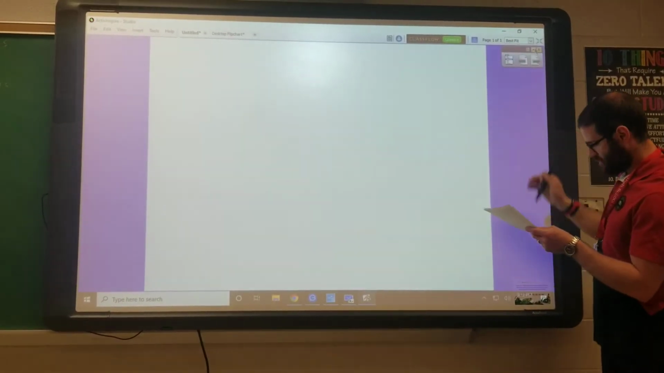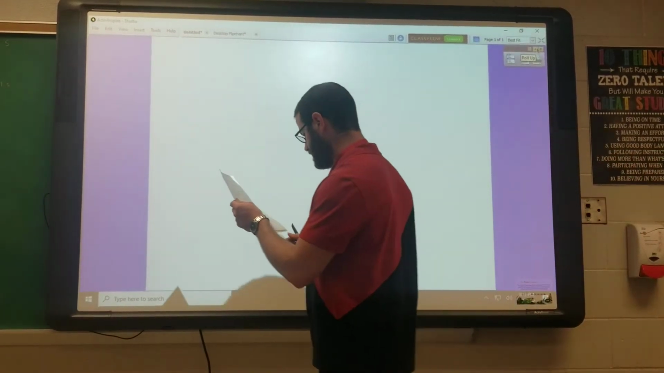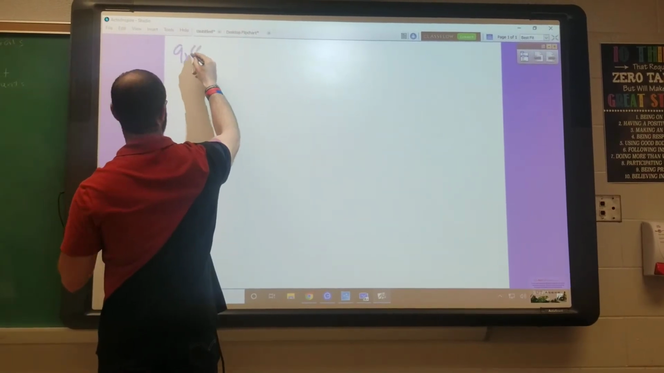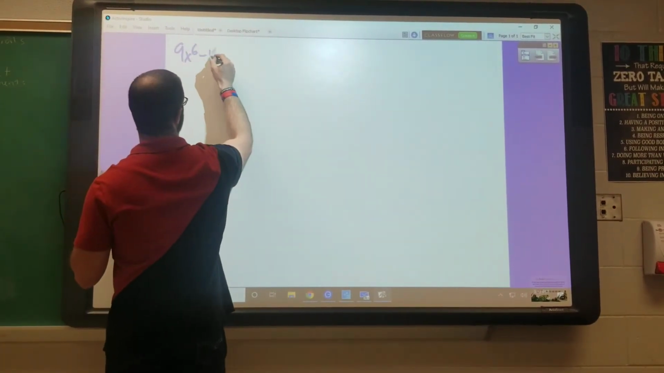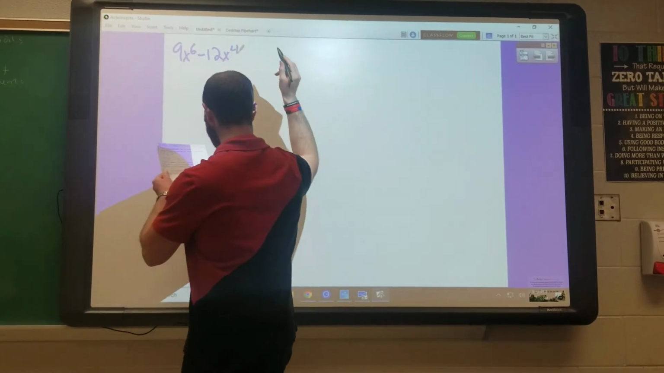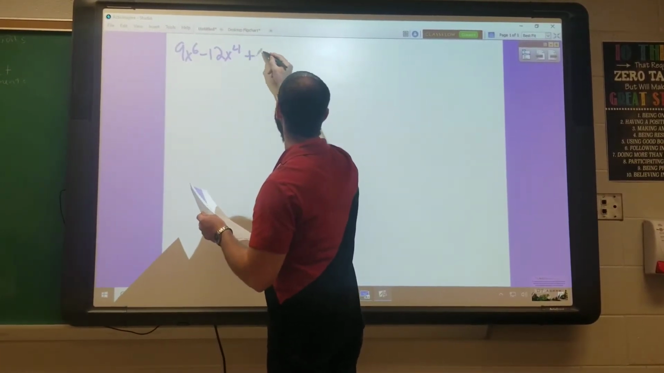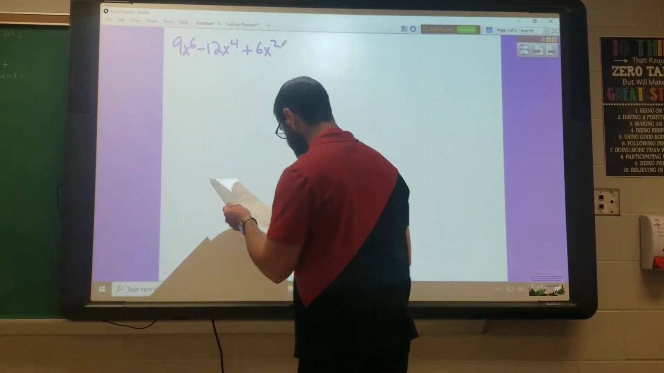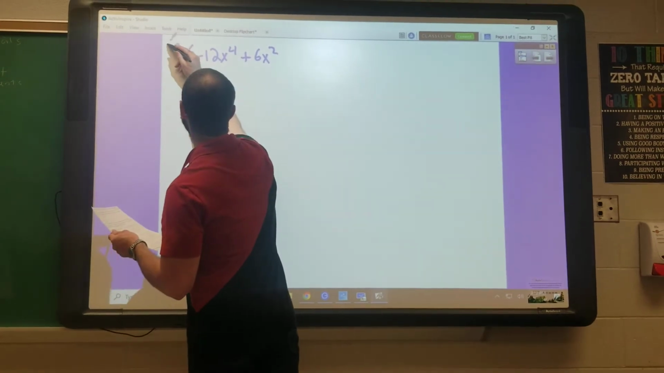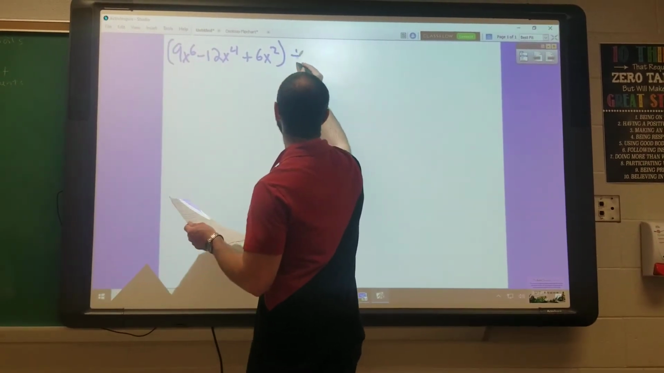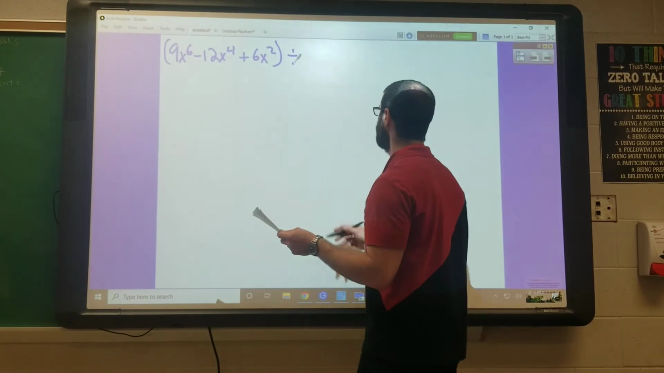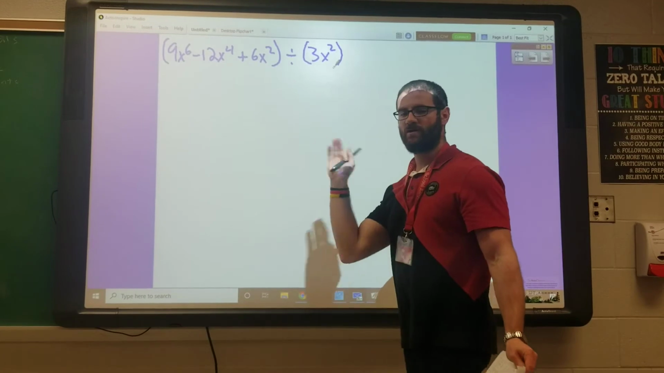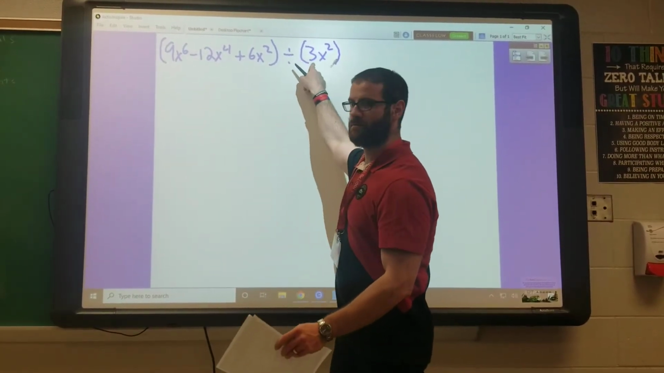So our next one here, I'm going to do 9x to the 6th minus 12x to the 4th plus 6x squared, and I'm going to be dividing that by 3x squared. So I take each term in the polynomial and divide it by the monomial.